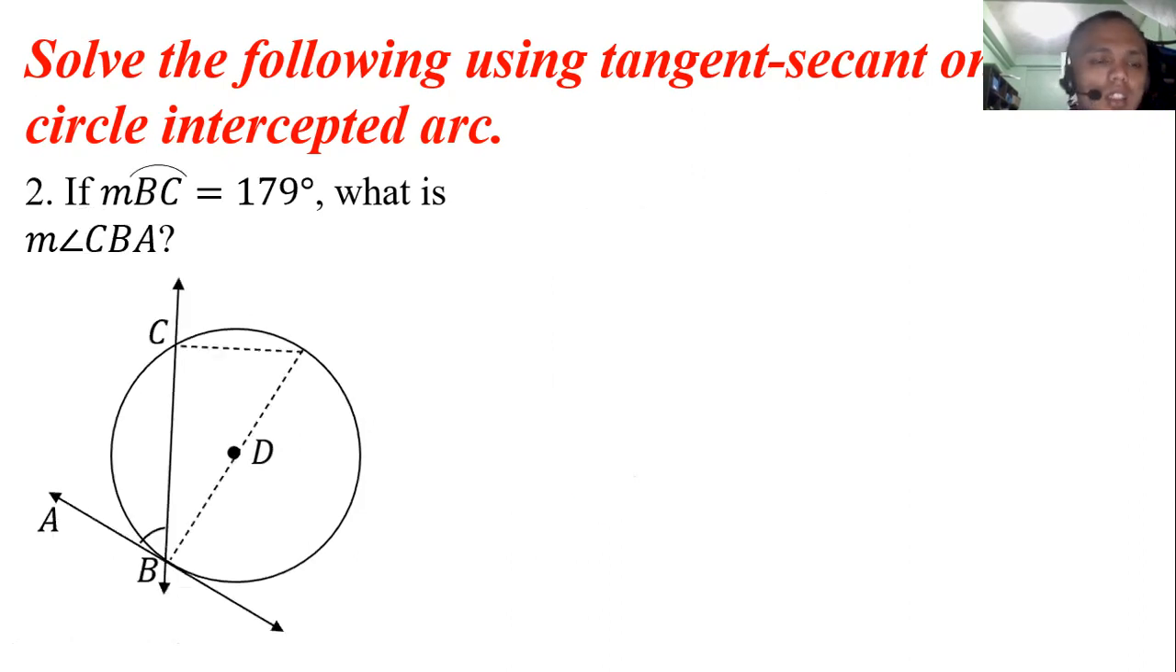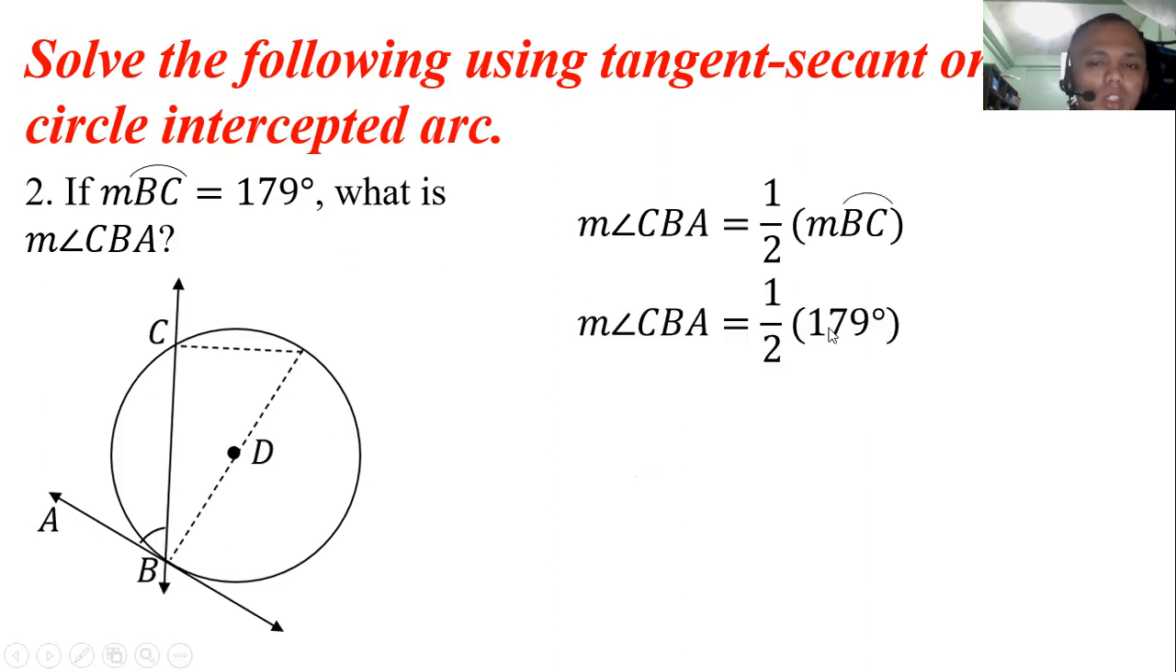Next, if the measure of arc BC is 179 degrees, what is the measure of angle CBA? Here, substitute the measure of arc BC with 179 degrees, multiply it by 1/2 or divide by 2, then we have 89.5 degrees for the measure of angle CBA. Here is CB, although it is placed a bit tilted.